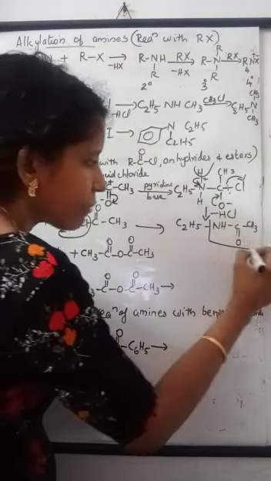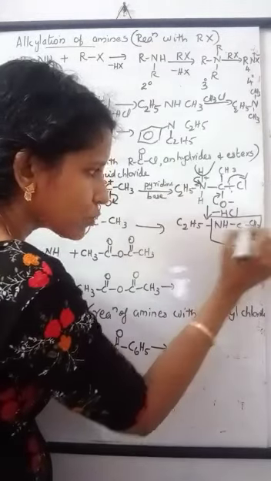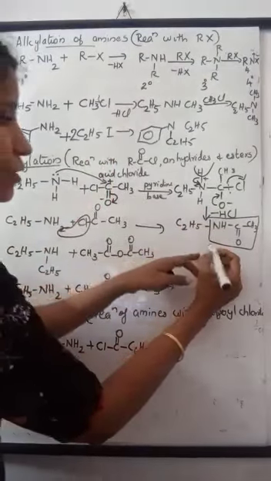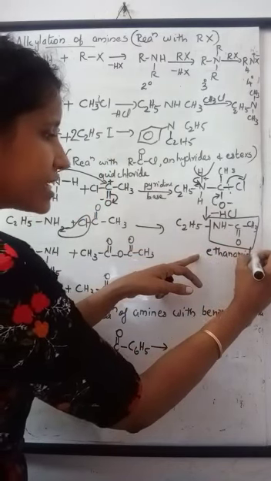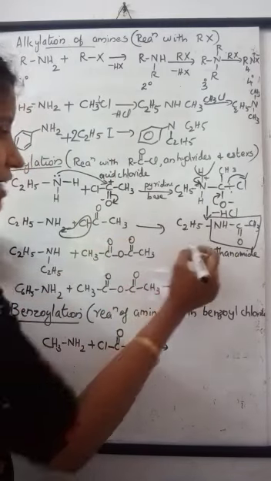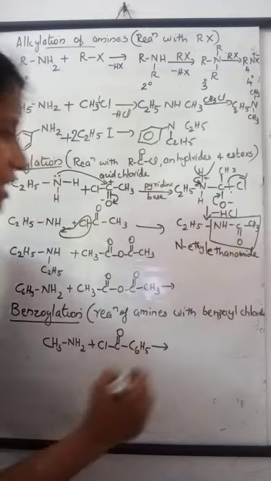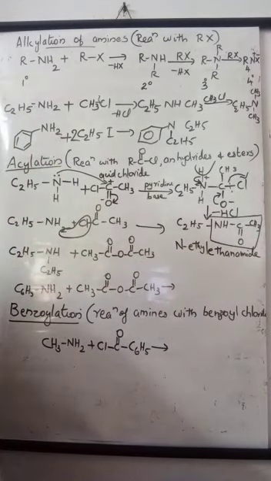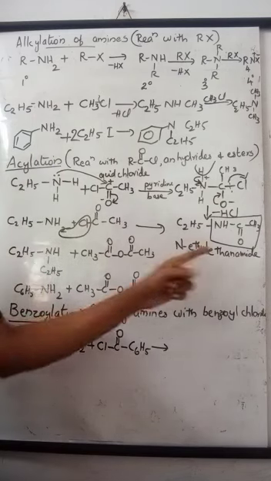This is an amide containing two carbon atoms, the CH3 carbon, then the CO carbon. Two-carbon containing amide is called ethanamide. This ethanamide contains an ethyl group on the nitrogen atom, hence it is called N-ethyl. This is N-ethyl ethanamide. So acylation of amines gives amides.